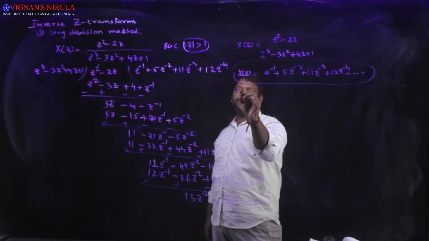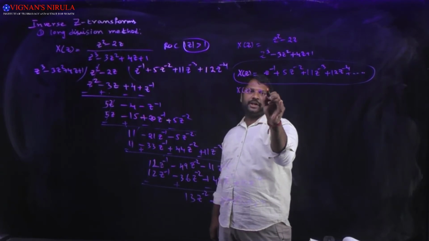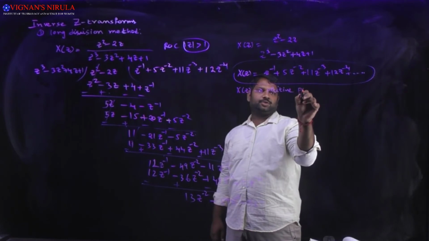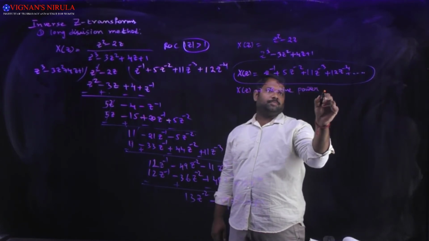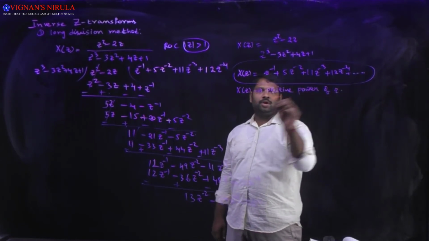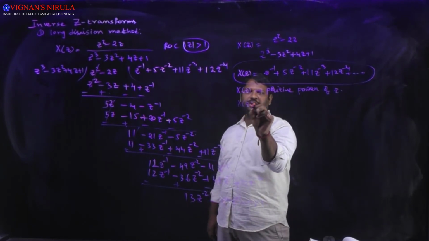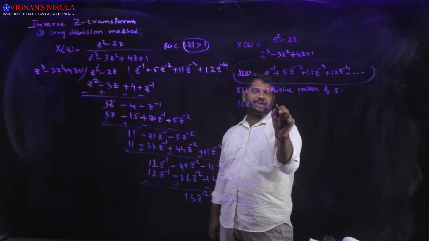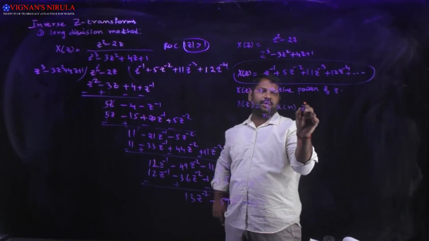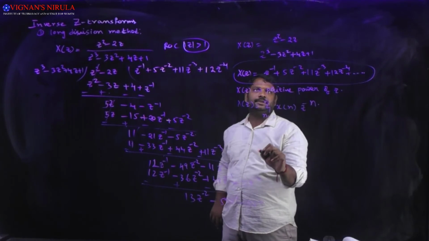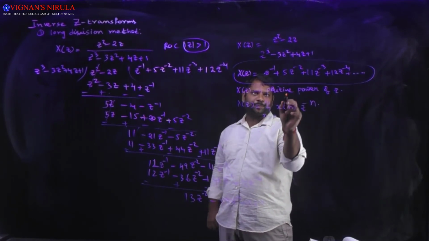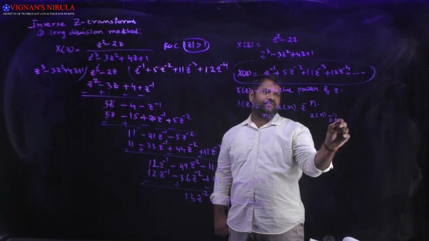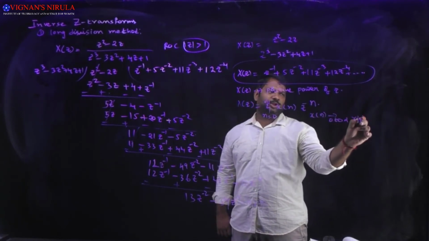Now the X of z will appear in the positive powers of z. Therefore, X of z will be taken as summation n varies from 0 to infinity, x of n z power minus n, like that. Hence, that x of n will be a series from 0 to infinity. That's a right-sided sequence.